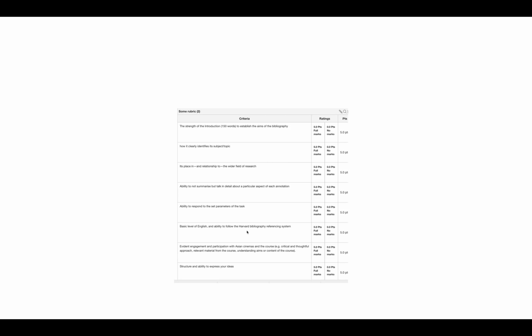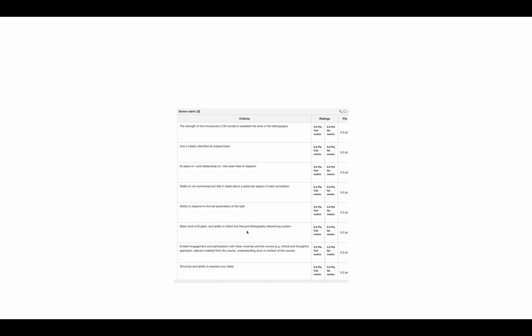So the strengths of the introduction to establish the aims of the bibliography. This is really important. You need to write an introduction to your annotated bibliography, just setting up what your theme is, what you're looking at, what you're exploring, and the importance of that, right? Giving your annotated bibliography a title, like the assessment, a title could also be a good way of setting up thematically what you're looking at.